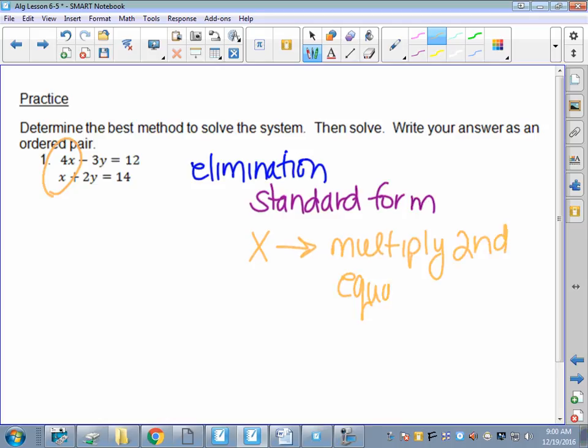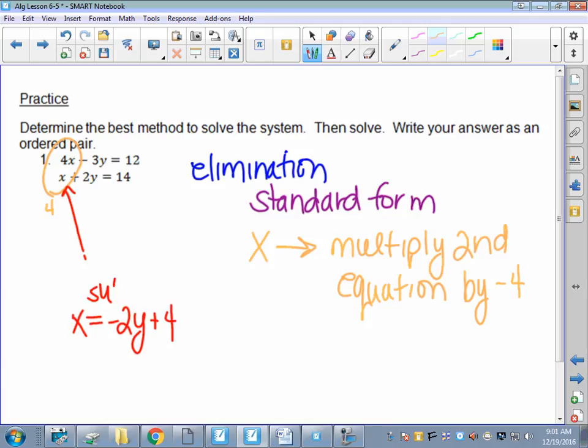I would want to make both of those guys 4's, right? And I'd have to make that a -4 for the second equation, and then I'd be able to do elimination. You may have noticed, though, that you could do substitution because you could get that x by itself by subtracting 2y. So you would have x equals -2y plus 14.